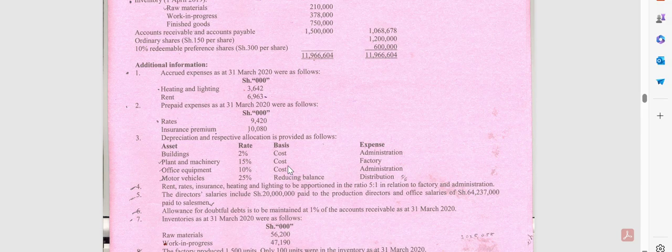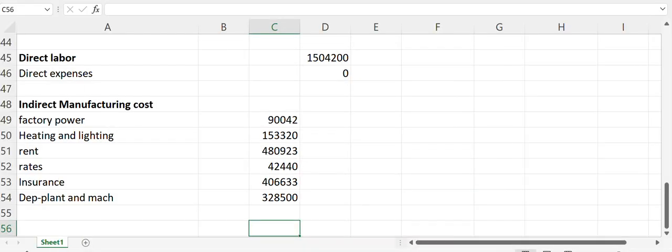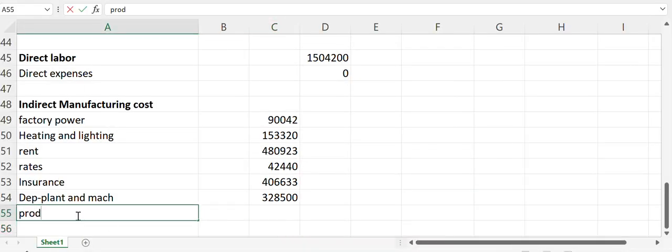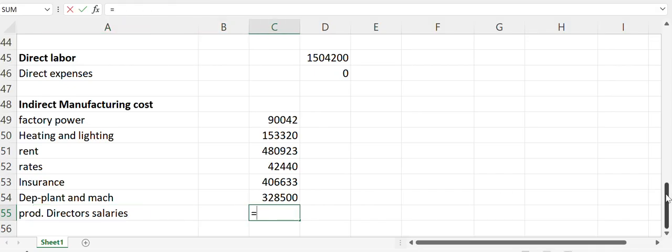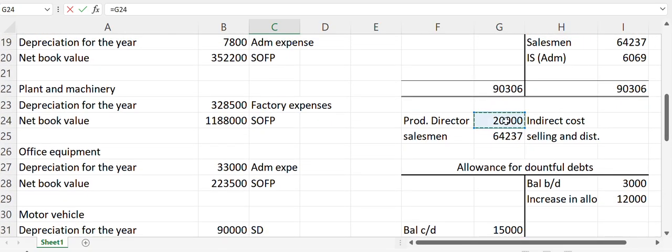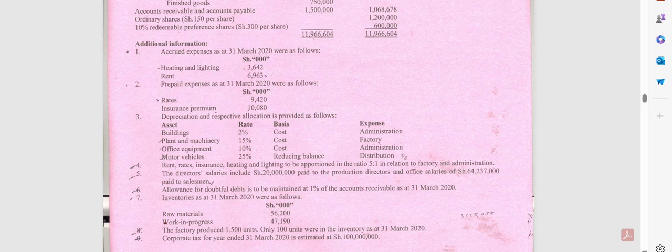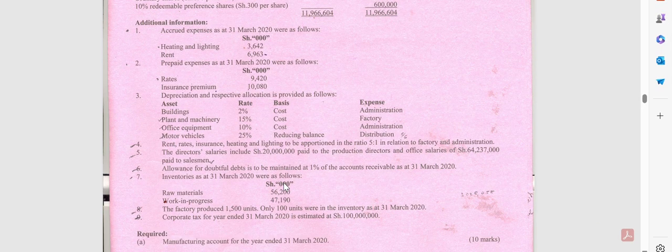Any other thing, there were these issues to do with the directors. So production director salary is supposed to be under it. So production directors' salaries, we had done that. It is somewhere here. Yes, this one was 20,000. Any other thing that's supposed to go to the factory that is in the additional information, let's see.